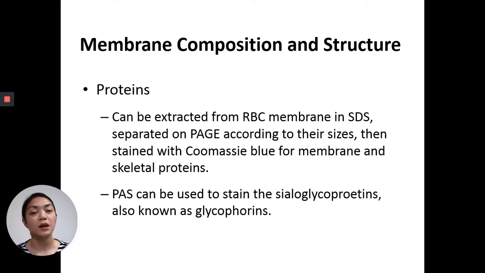So how to study the proteins? We can extract them from RBC membrane, then i-electrophorese siya via PAGE. PAGE stands for polyacrylamide gel electrophoresis using sodium dodecyl sulfate nga buffer. Afterwards, we color them or stain them with Coomassie blue. Okay? So if it contains naman carbohydrates like sialoglycoproteins, also known as glycophorins, we use naman another dye for that. That's PAS. PAS stands for periodic acid Schiff to stain naman our glycoproteins.